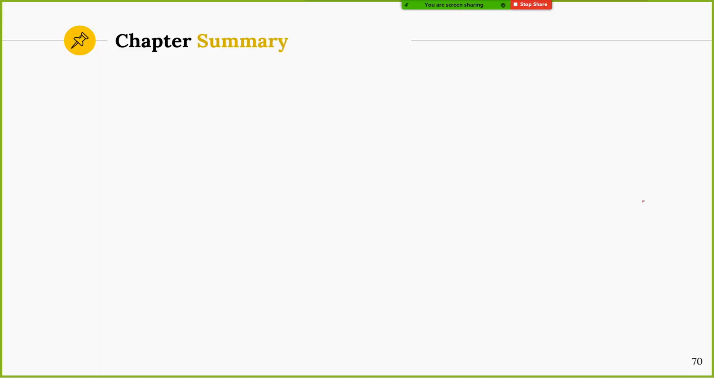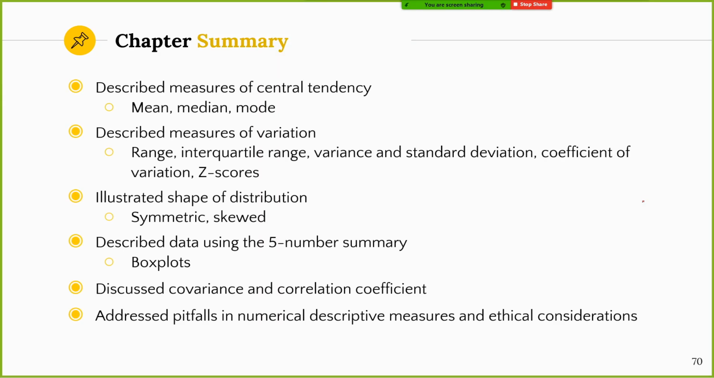Okay, so this is our chapter summary. It's quite simple, right? You learned about the central tendency: median, mean, mode. You described the measures of variation. You illustrated the shape of distribution. You got the box plot and so on. Okay.